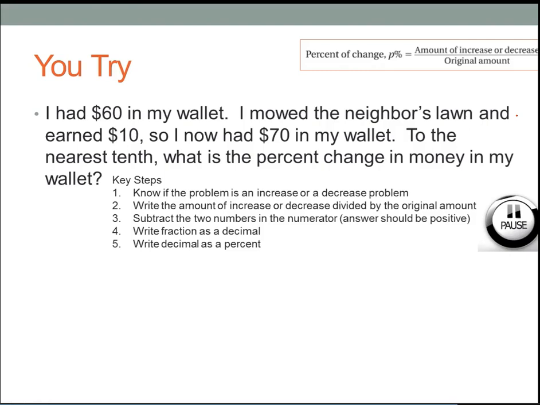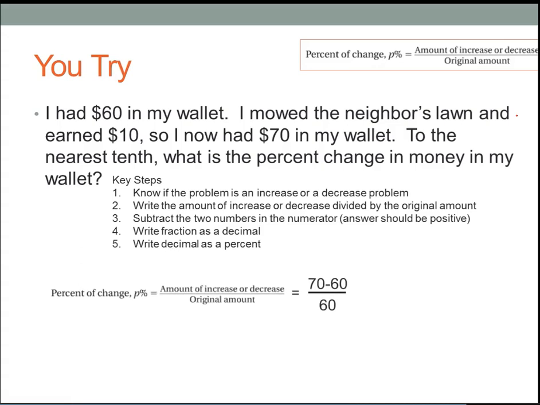All right, welcome back. So let's see. You should have done the amount of increase, which would be $70 minus $60, over the original amount, which is $60. So I end up with 10 over 60. I could put that in my calculator or do the division, and I have a decimal, 0.1666. I could put a bar over the 6, but I asked for this to the nearest tenth. So we need to convert this to a percent and go to the nearest tenth. So it'll be 16.7%, and it's a 16.7% increase.